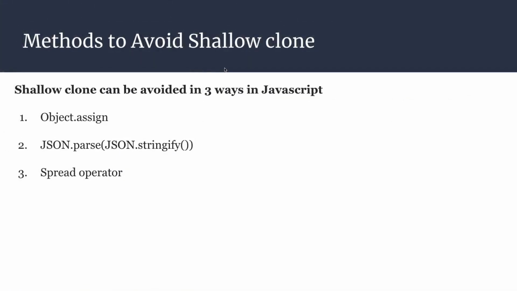Methods to avoid shallow clone. There are three ways which we saw: Object.assign, JSON.parse of JSON.stringify, and the spread operator, and it is highly recommended to use the spread operator. It's also recommended to use Object.assign, but the spread operator is a new way of doing it in JavaScript with ECMAScript 6, and JSON.parse of JSON.stringify is not much recommended. I hope you understand why we are using objects and how to clone objects in a proper way, how to avoid shallow cloning in this video.